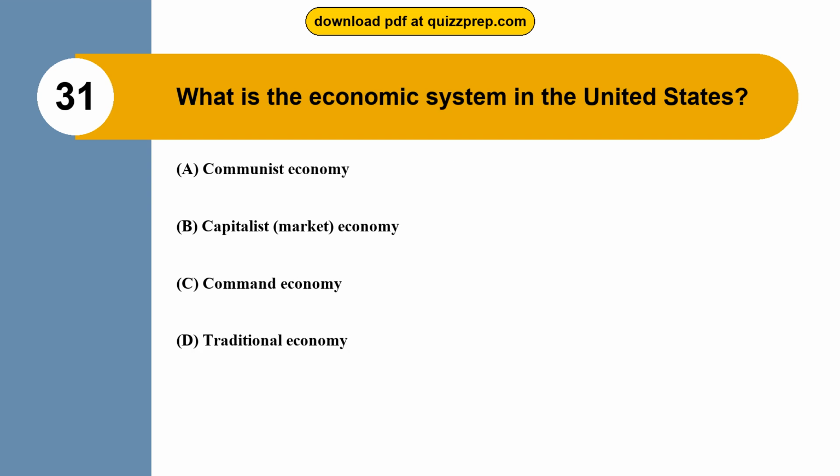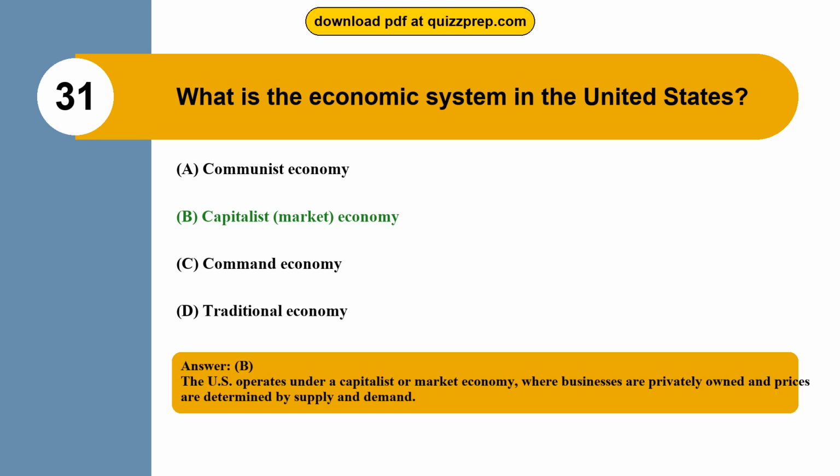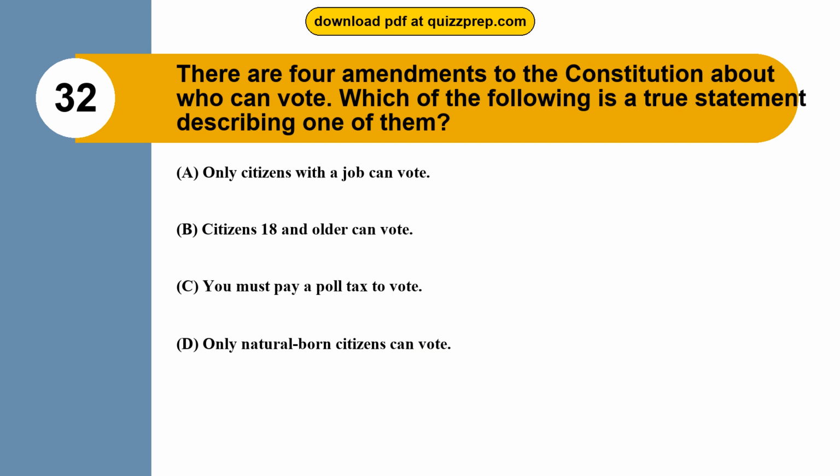Question 31. What is the economic system in the United States? Option A, communist economy. Option B, capitalist, market, economy. Option C, command economy. Option D, traditional economy. The correct answer is option B, capitalist, market, economy. The U.S. operates under a capitalist or market economy, where businesses are privately owned and prices are determined by supply and demand.